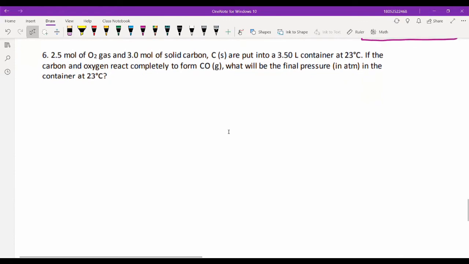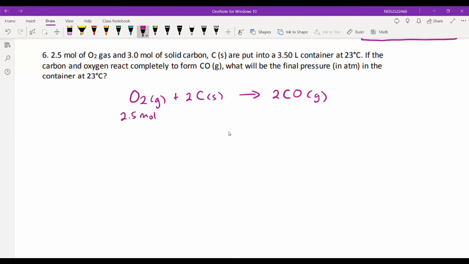With this one, we have a reaction. We're going to have to write the reaction first. We have oxygen gas reacting with solid carbon to form carbon monoxide, and we want to balance this. So we'll need a 2 in front of the carbon and a 2 in front of the carbon monoxide. We have 2.5 moles of oxygen reacting with 3 moles of the solid carbon. We want to know what will be the final pressure after the reaction.